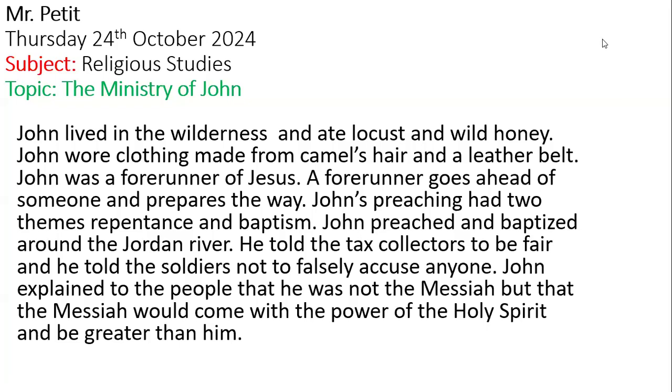Very good. So he was very dedicated, very focused, very disciplined at that. You can imagine living in the wilderness and eating locusts and wild honey. People will think that you're crazy. But he wanted to separate himself for the work that he was supposed to do. And he had the Holy Spirit from young.